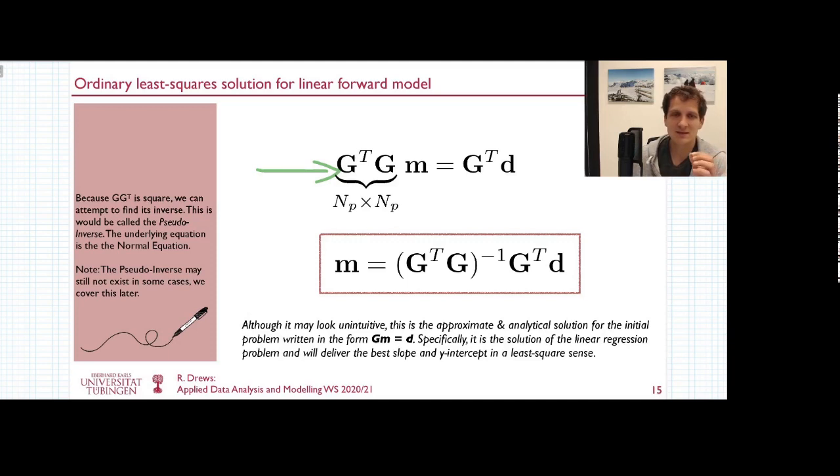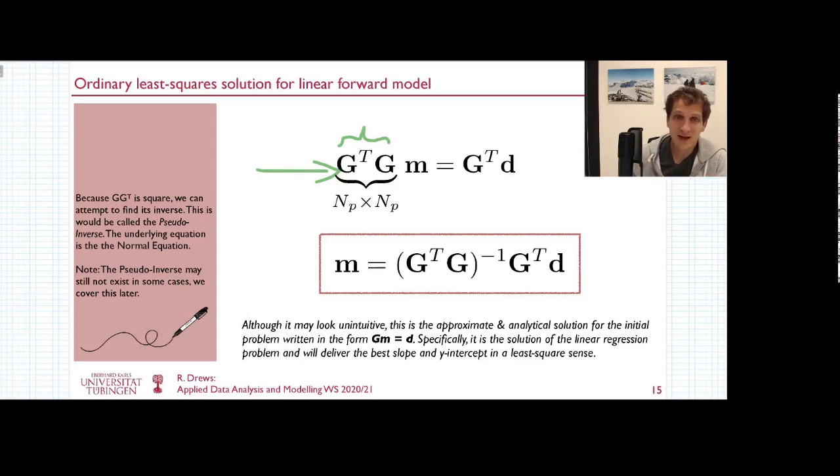Because what you have to recognize here, that whenever you take a transpose of a matrix multiplied with itself, this matrix will be square. And if this matrix is square, then at least in theory, the inverse of this matrix will be defined. It does not necessarily always exist, but at least it's defined.